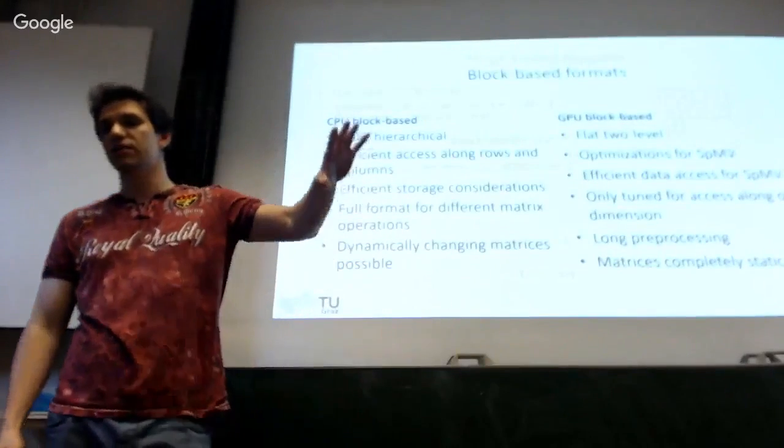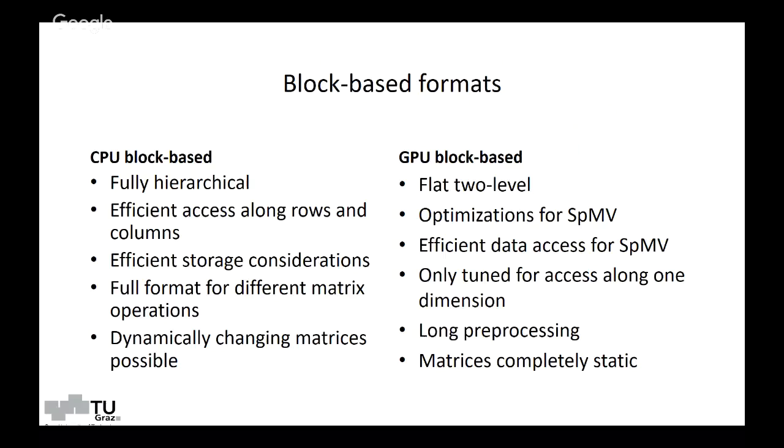So on the CPU side, we have got full hierarchies for these matrices. In this way, we then have got efficient access along rows and columns. We have got a lot of considerations about how efficient it is to store data in such a hierarchical format because it can reduce the bits for storing individual indices. And you even have got formats which support many different operations in these block-based formats, and you can dynamically change their matrices there. If you go to the GPU side, however, we only have got the flat two-level hierarchy.